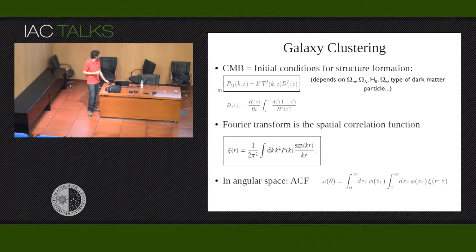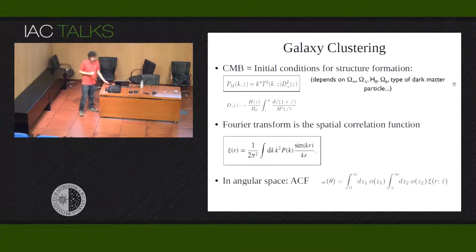The initial power spectrum is formed by the primordial index and a transfer function, which is a solution of the Boltzmann equation for all the processes that happen in that initial plasma. And then the evolution of the distribution with redshift is pretty much contained in the growth factor. The power spectrum depends on cosmological parameters.